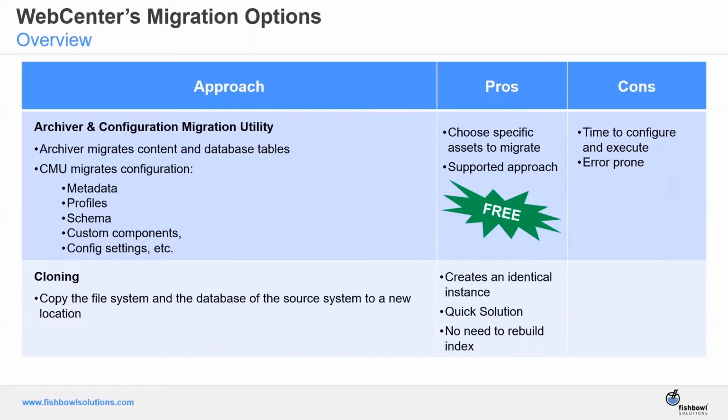As far as the cloning approach goes, it does create an identical instance, which could be what you want. It's a quick solution, and it does not require you to rebuild the index afterwards. On the other hand, that's more of a one-time migration. You can't migrate a subset of content. You have to take everything, and that means you can't purge or remap the metadata of your content as it comes into the new system.